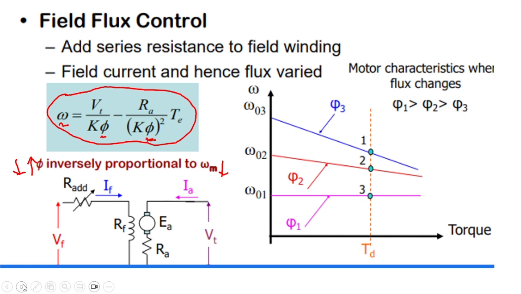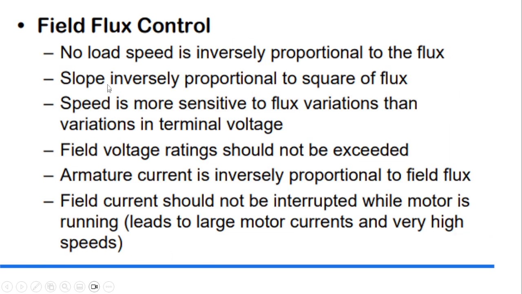So how I memorize all this, I literally just remember the equation and just math it out in the exam with the proportions. These parts here are important. So no load speed is inversely proportional to the flux, which makes sense. The slope, talking about the speed, right? The speed is more sensitive to flux variations and variation in terminal voltage, which is why they call it field flux. Yeah. Well, we know the field voltage cannot be exceeded.